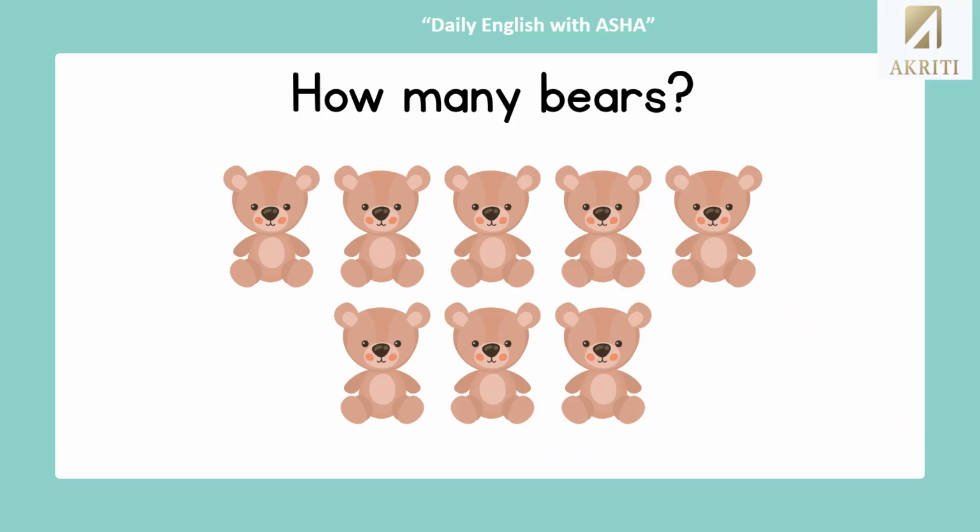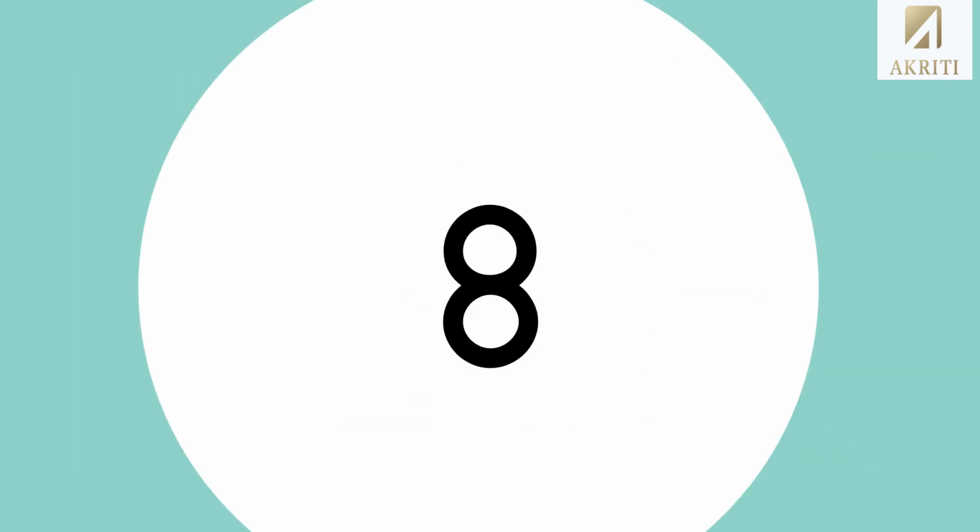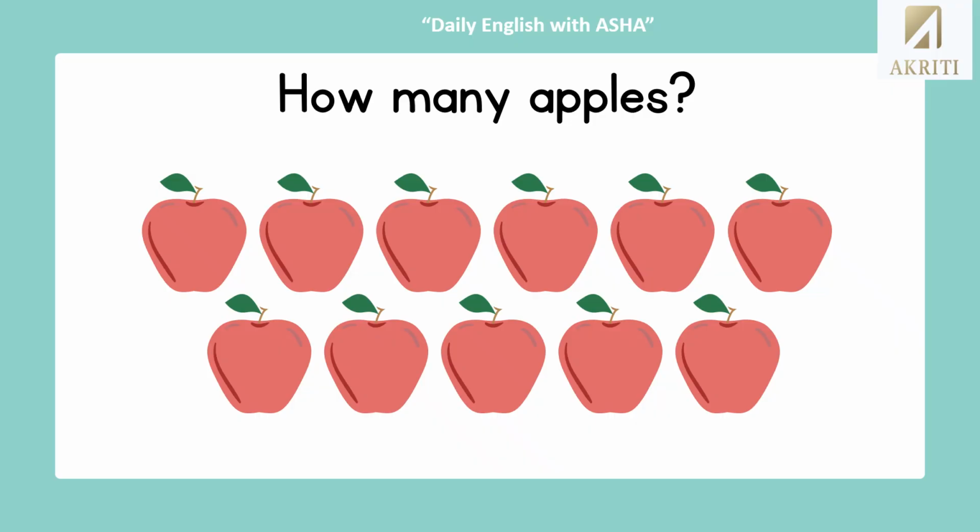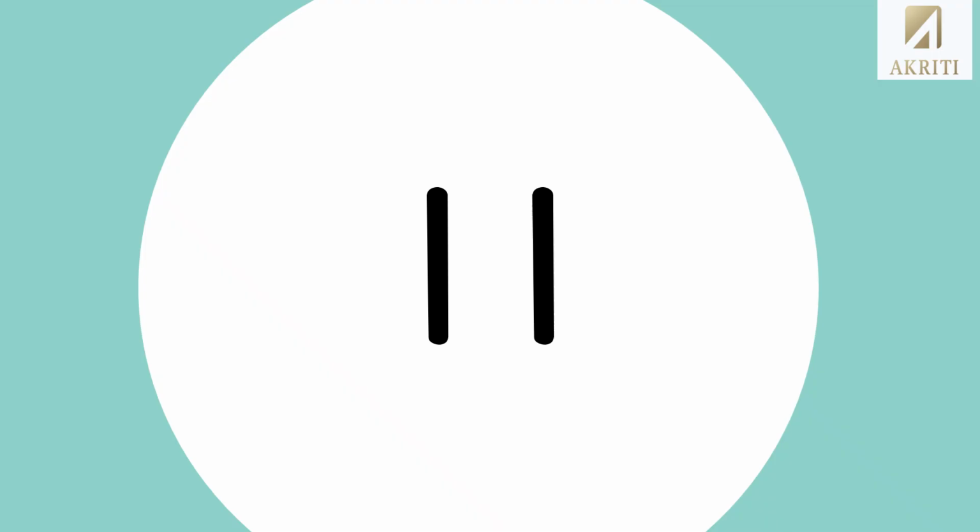1 2 3 4 5 6 7 8. So how many bears? 8. You are right. How many apples? 1 2 3 4 5 6 7 8 9 10 11. How many apples? 11. Oh, you are right.